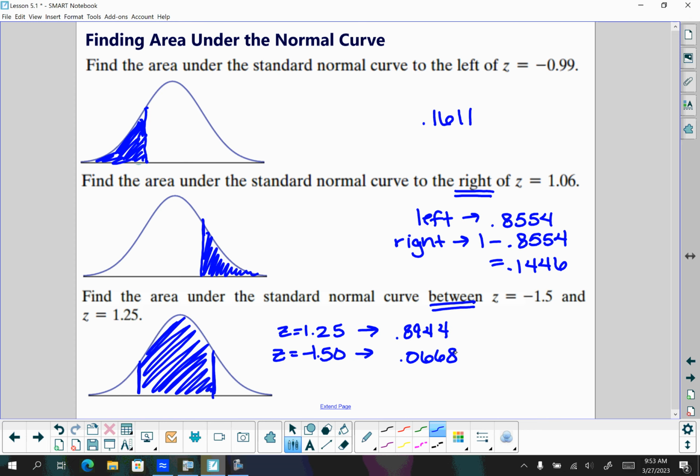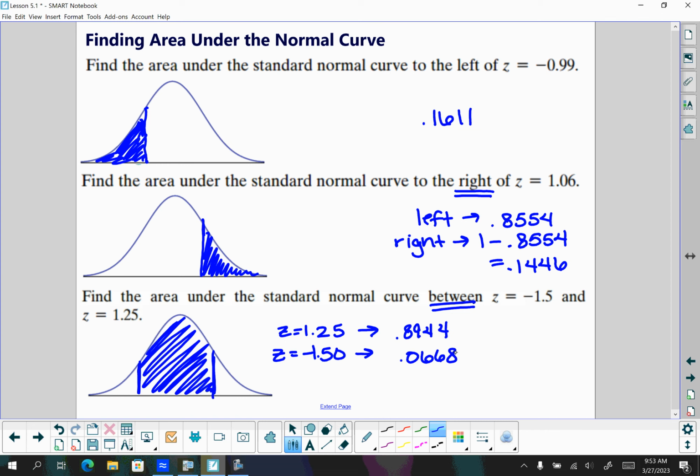Okay, so what do these numbers tell us? From 1.25 to the left is about 89% of my area. From negative 1.5 to the left, so this guy, is about 7% of my area. So how could I use those two numbers to figure out the shaded region? What do you think? Could you subtract 0.0668 from 0.8944? That's it. Bigger one minus smaller one.